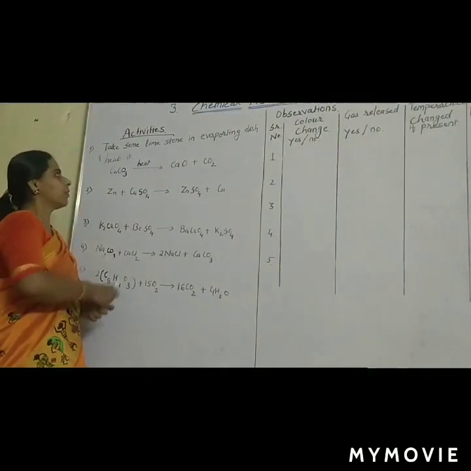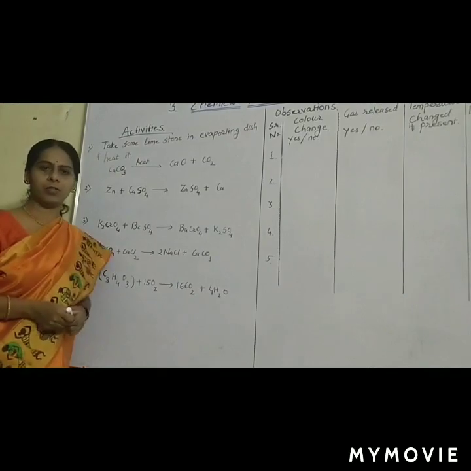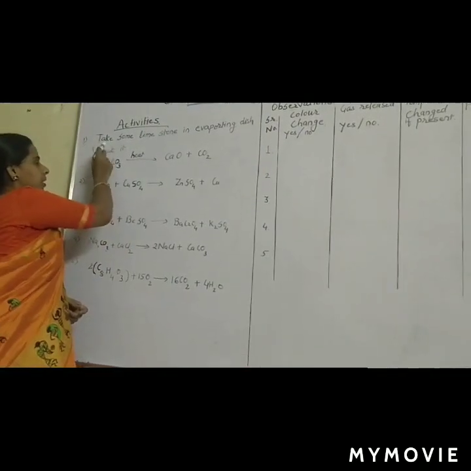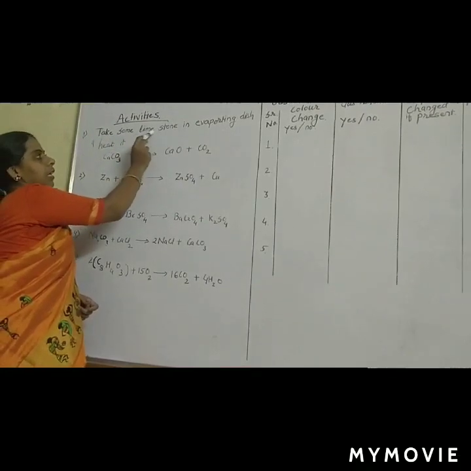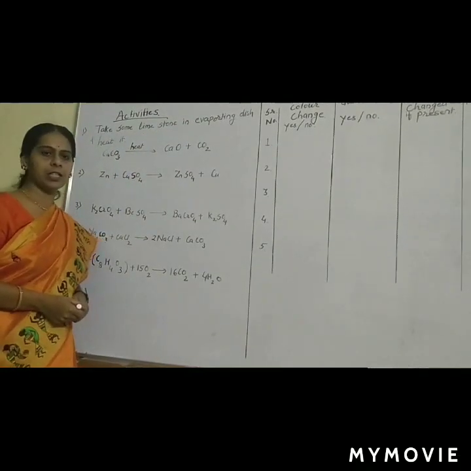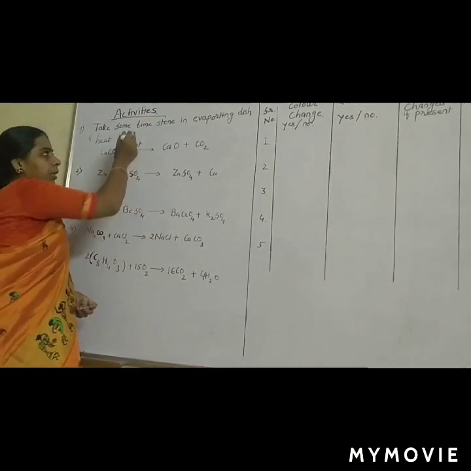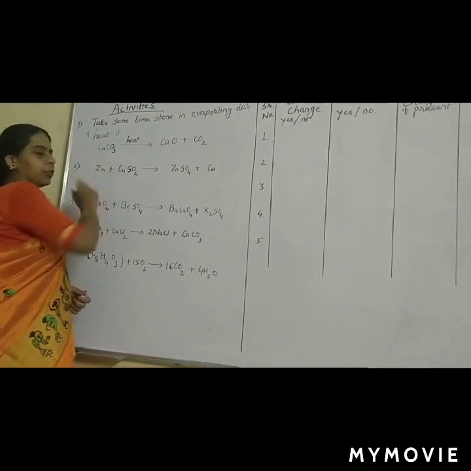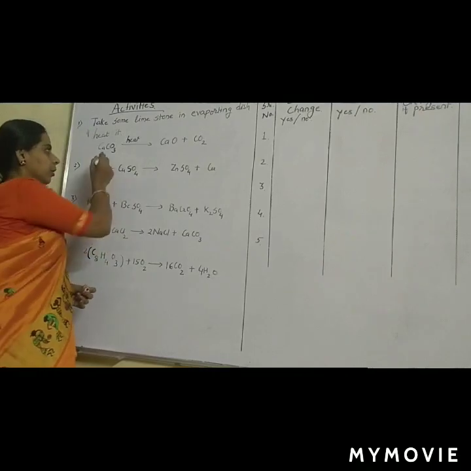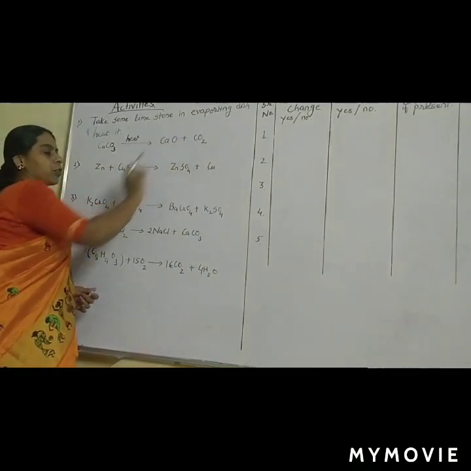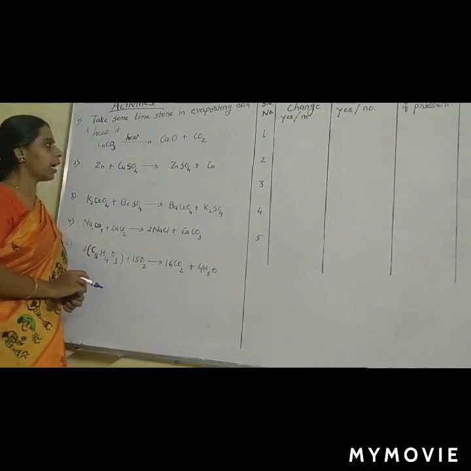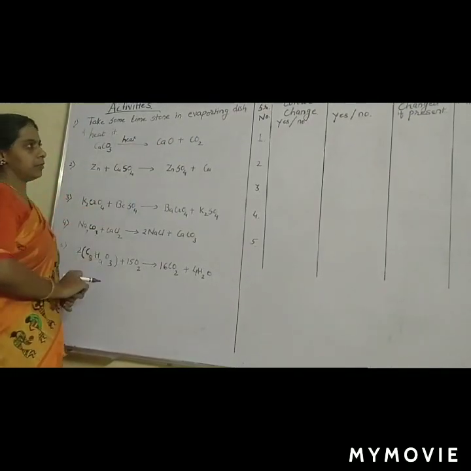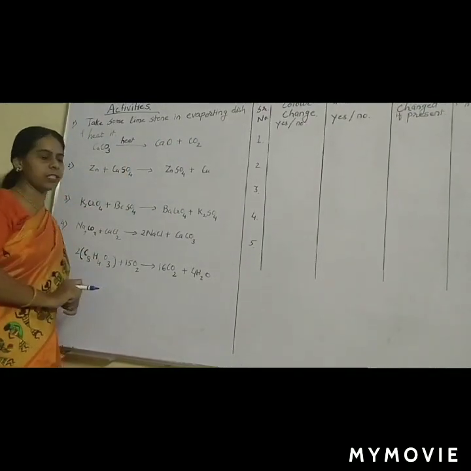Now students, we will see some activities and their observations based on physical and chemical changes. First activity: take some limestone in an evaporating dish and heat it. The chemical formula of limestone is calcium carbonate. If we apply heat to some quantity of calcium carbonate, it decomposes into two components, that is calcium oxide and carbon dioxide. Now during this activity we will see the observations.